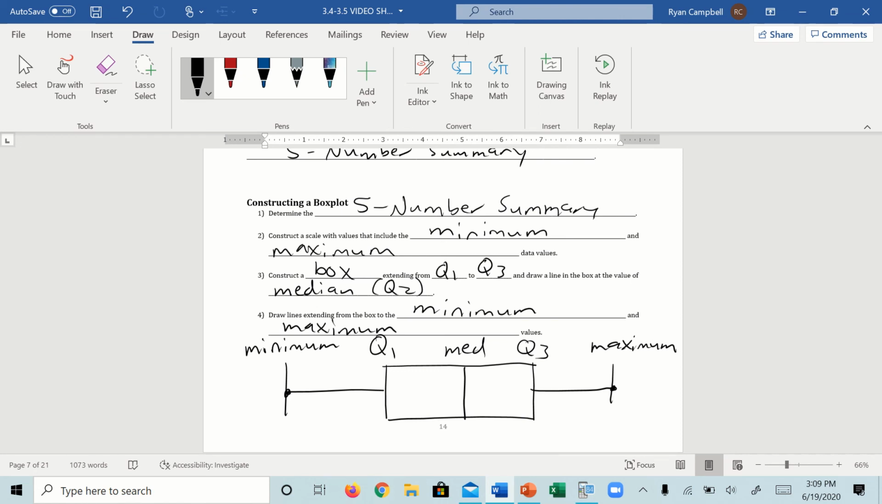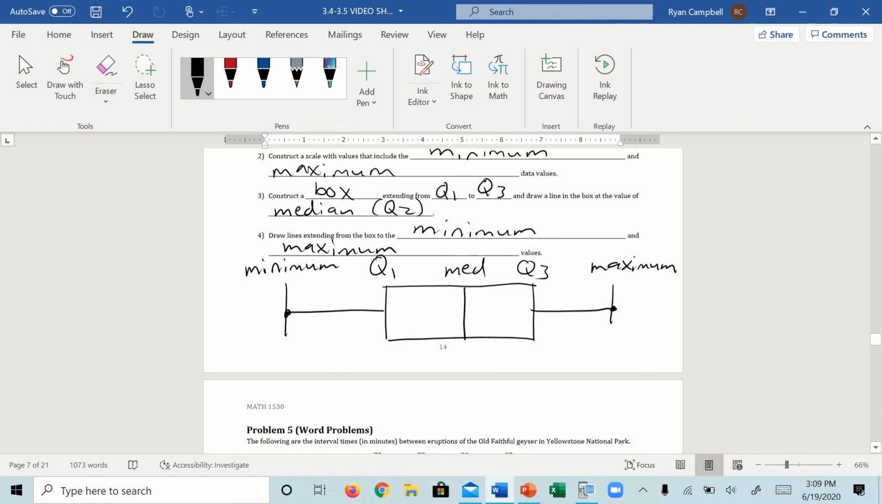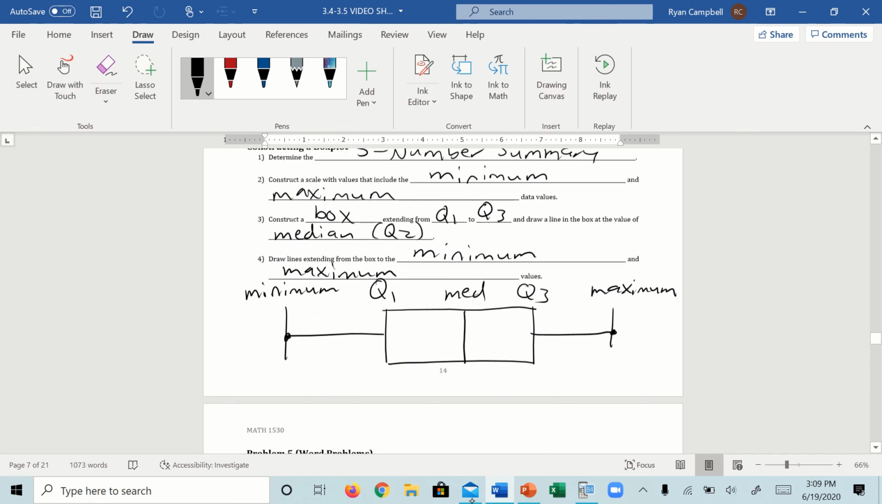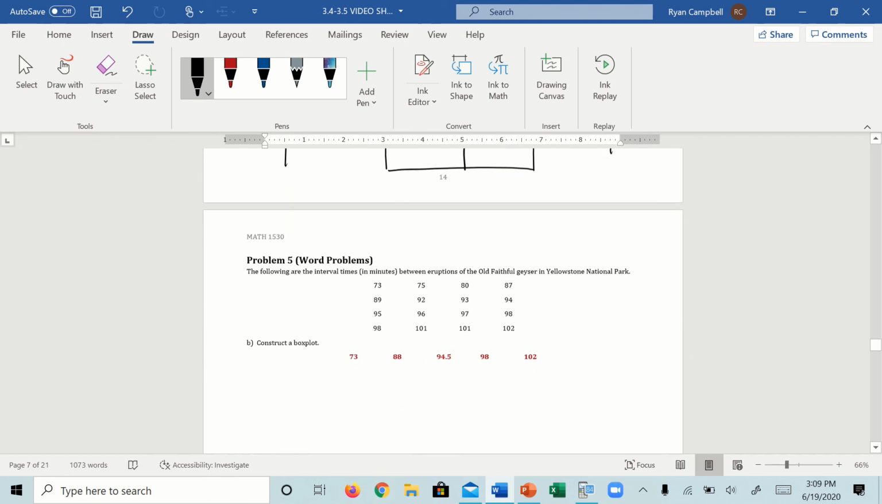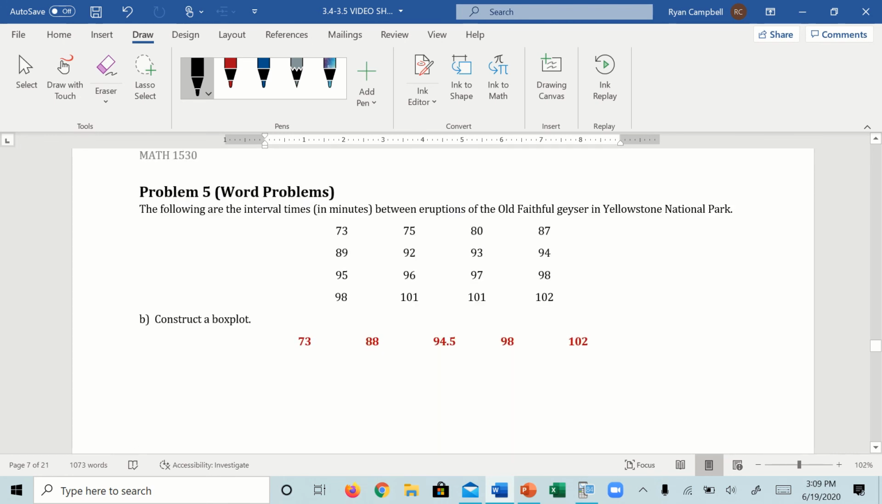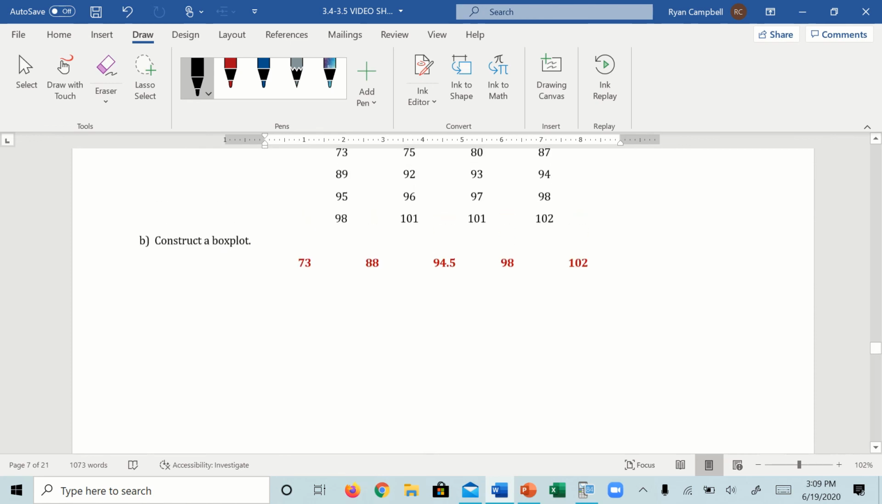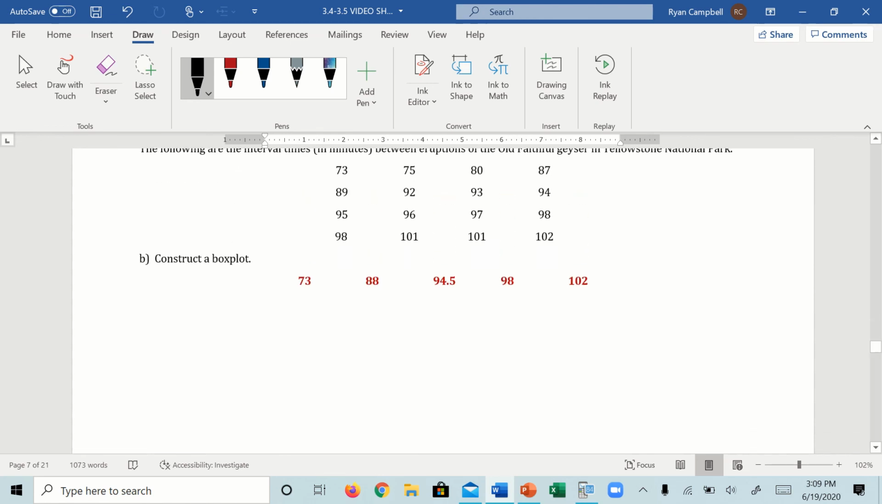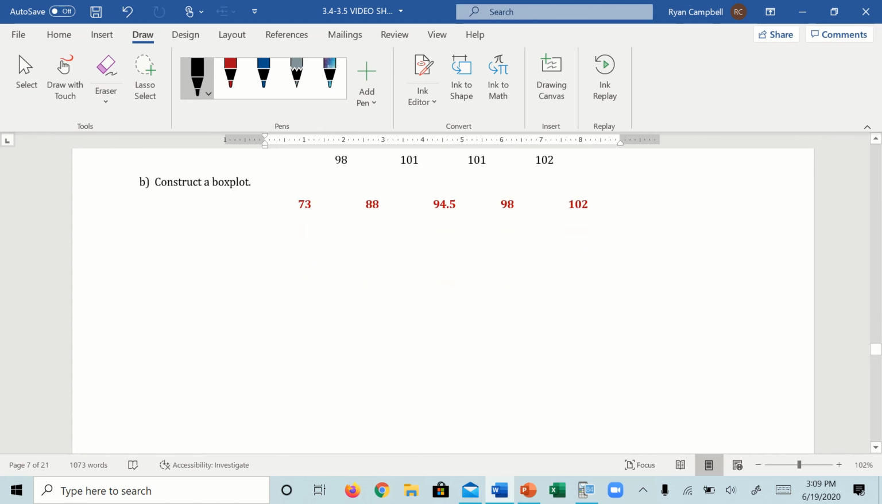All right. And this box can kind of tell us what kind of distribution we're looking at, right? So this one, for instance, would be pretty normal. Everything's about symmetrical. All right. So let's do a box plot of problem number 5. So we already found our 5-number summary. So we just need to draw it on a graph.